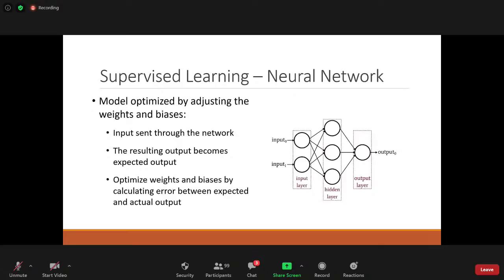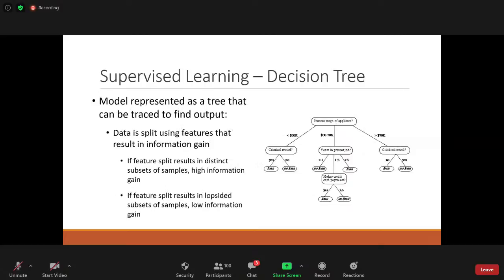An input is sent through the network, like we described earlier. And then the resulting output that we get from the neural network is set as the expected output. What we do then is we compare that expected output to the known output that we know from the pairs. When we compare these, we can then calculate the error between the output that we got from the neural network and the output from the pair itself. Using this, we can tweak the model by adjusting the weights and biases accordingly. So that's how neural networks work.